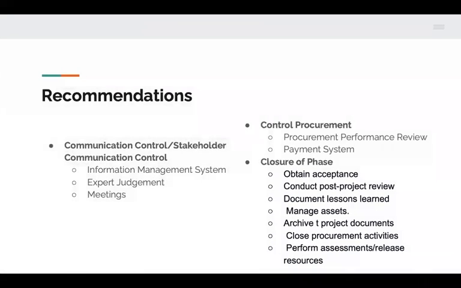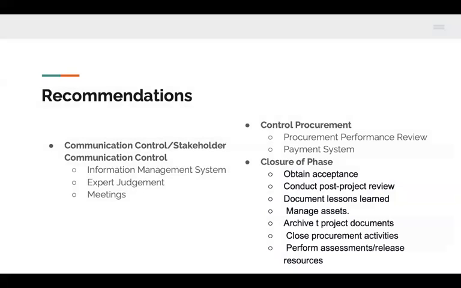For communication control and stakeholder communication control, an information management system should be implemented to allow the project manager to capture, store, and distribute information to stakeholders about the project's cost, scheduled progress, and performance. Additionally, expert judgment can be used to assess the impact of the project communications and meetings held to discuss information and communicate project performance and respond to requests from stakeholders.